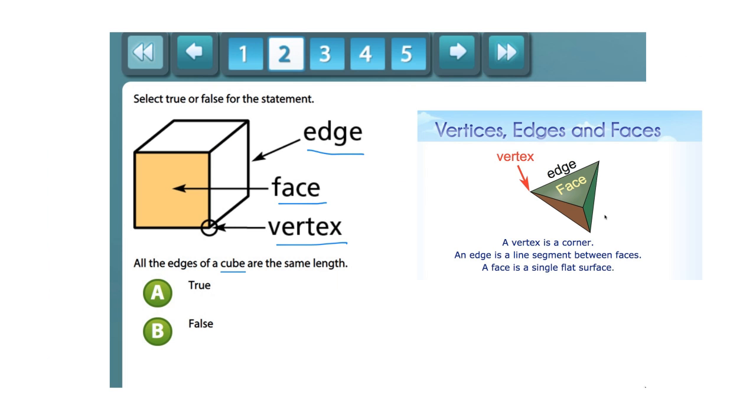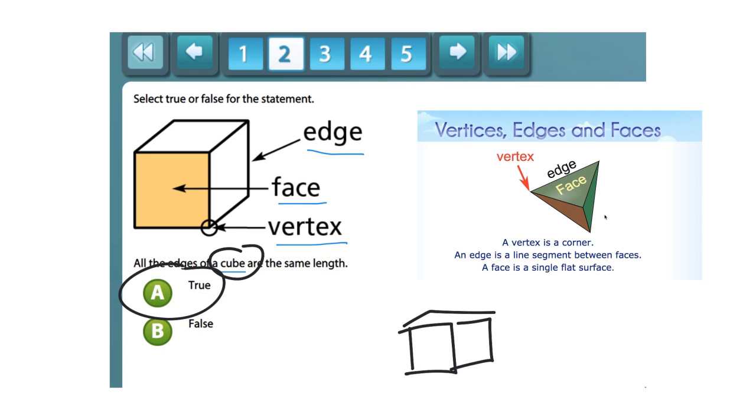For the second problem, they're asking true or false. Are all the edges of a cube the same size? So you have to understand what a cube is. A cube is a shape that has all congruent sides and angles. So yes, a cube would have all faces the same size. And if all faces are the same size, then by definition, all edges are the same size because cubes are made up of squares.